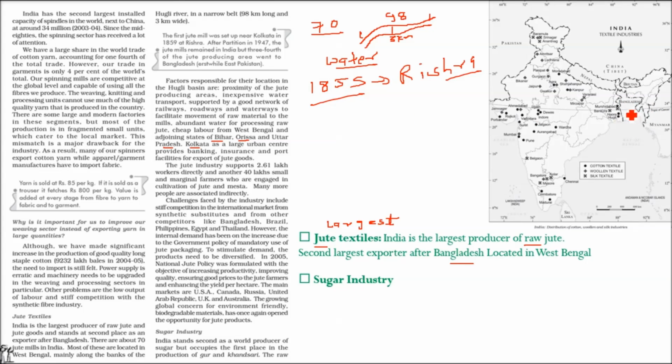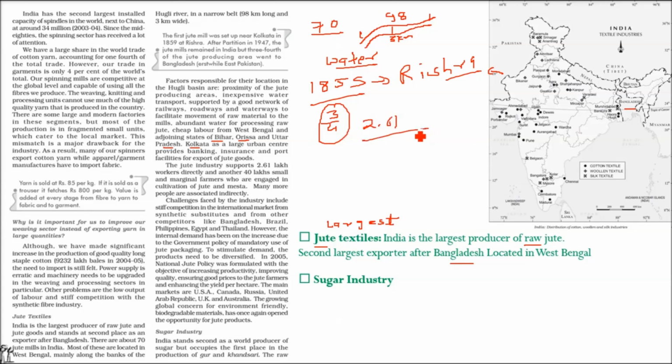Okay, but what happened after the partition? Bangladesh went away, and Pakistan also was in the partition. The thing was that 3/4 of the jute producing area went to Bangladesh. That is why we are the second largest exporter after Bangladesh, because most of the jute went to Bangladesh, right?